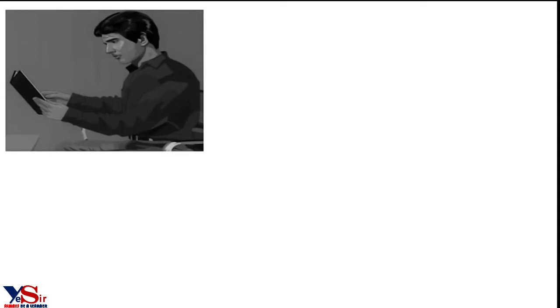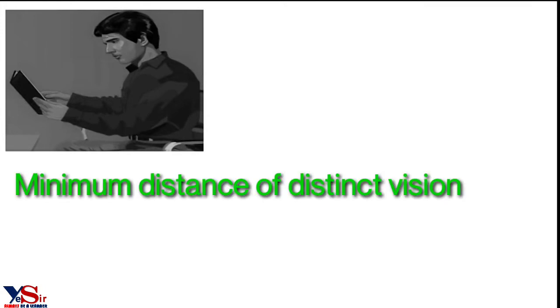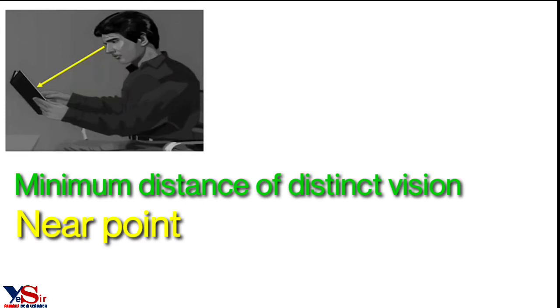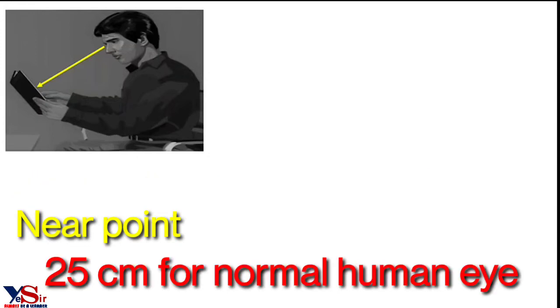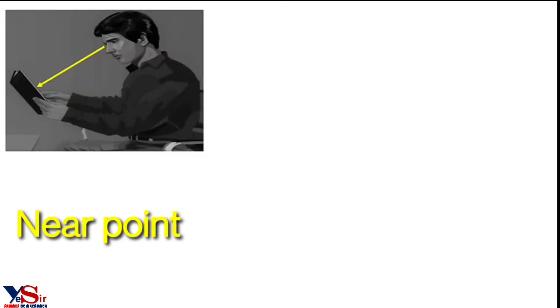The minimum distance of an object from a normal eye at which it is clearly visible without stress on the eye is called the minimum distance of distinct vision. The position of the object at this distance is called the near point of the eye. For a normal human eye, the near point is at 25 centimeters. Remember that. In short, we can say that the eye's near point is the shortest distance between the object and the eye at which it may be seen clearly without strain.